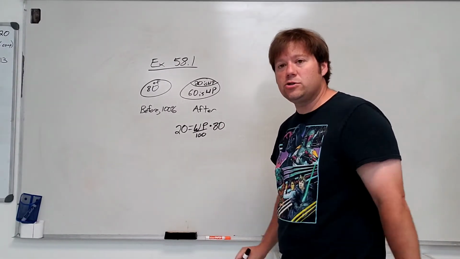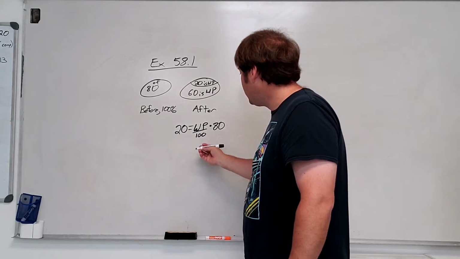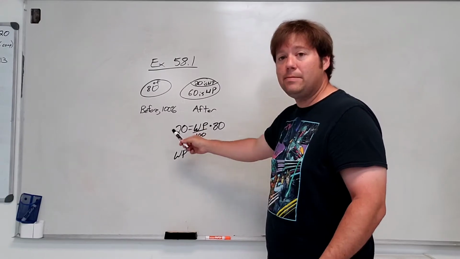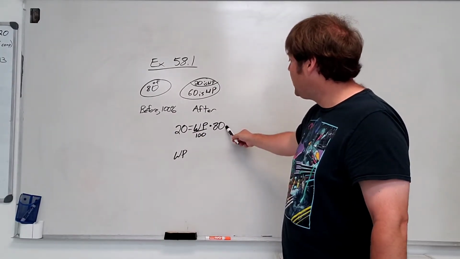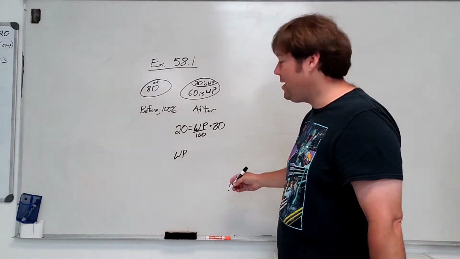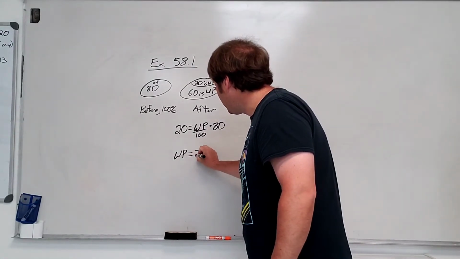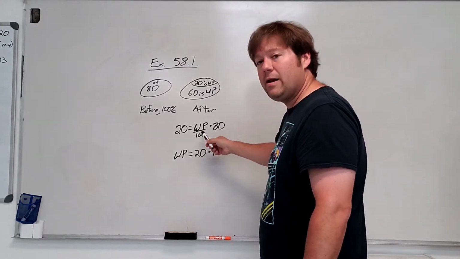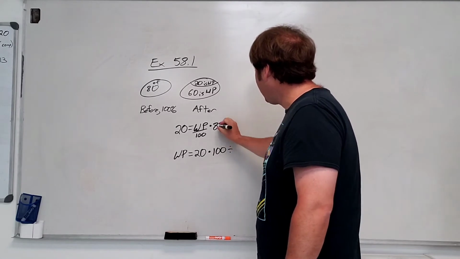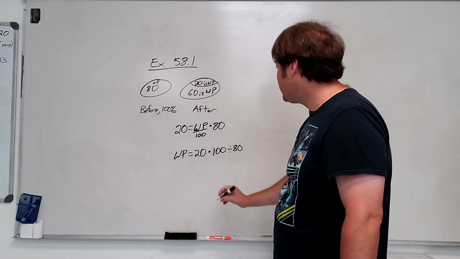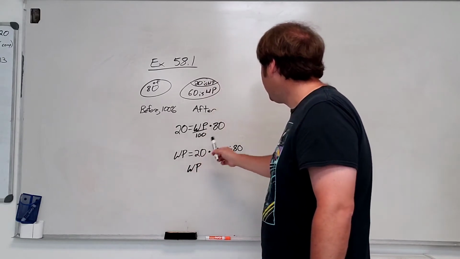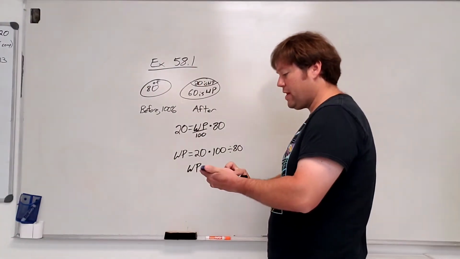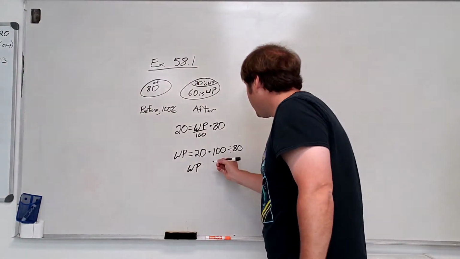And then I just do a little bit of algebra to solve this. So I start with my WP. I want to get rid of divided by 100, so I'm going to do times 100 to both sides. I'm also going to get rid of times 80, so I'm going to do divided by 80 on both sides. So I'm going to end up with this 20 multiplied by 100 to get rid of the divided by 100, and then divided by 80 to get rid of the times 80. So I'm going to do 20 times 100, which is 2,000. And then 2,000 divided by 80, and I get 25.